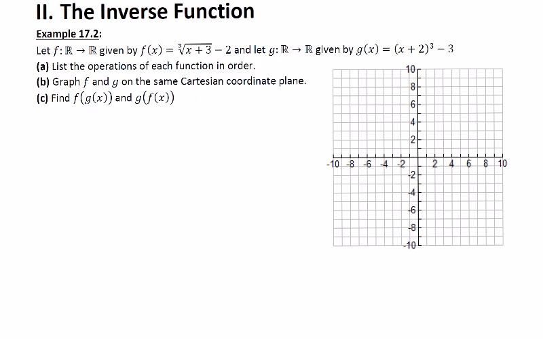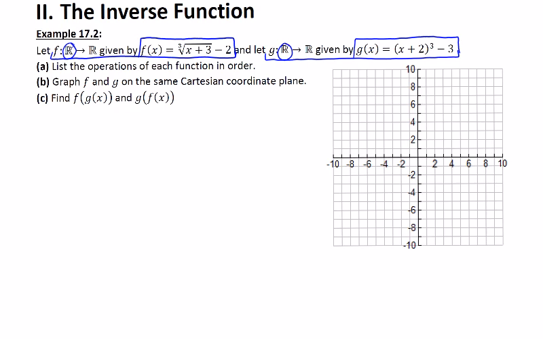Now, for this next example, I really want to just look at some special observations that we can make about this pair of functions that I have for you. So let's look a little more closely at this pair of functions. F is given to us as a cube root function, the cube root of x plus 3 minus 2 with the domain of all real numbers. And then G is given to us as a cubic function, x plus 2 cubed minus 3, also with the domain of all real numbers.